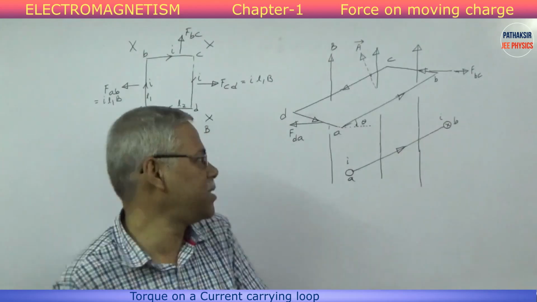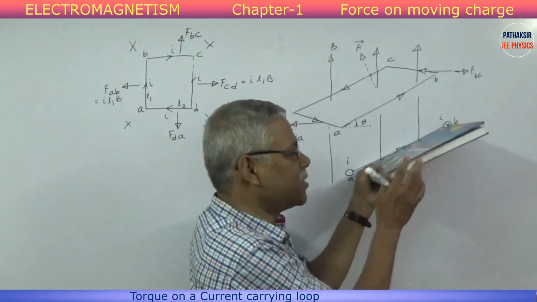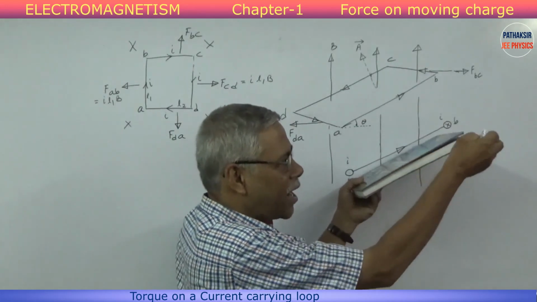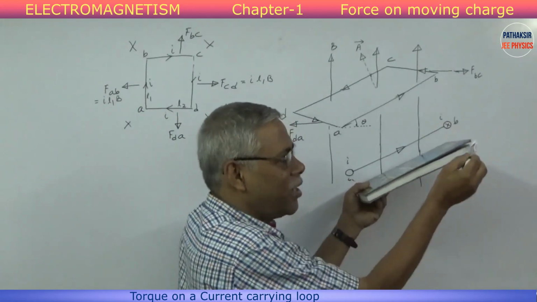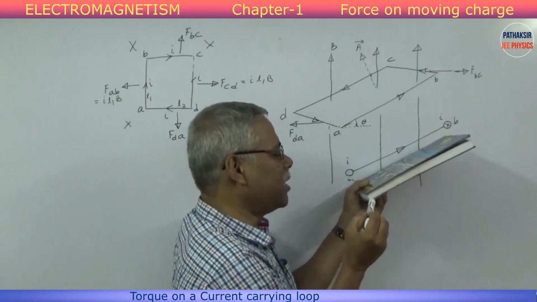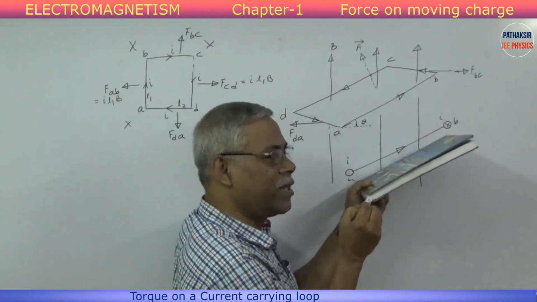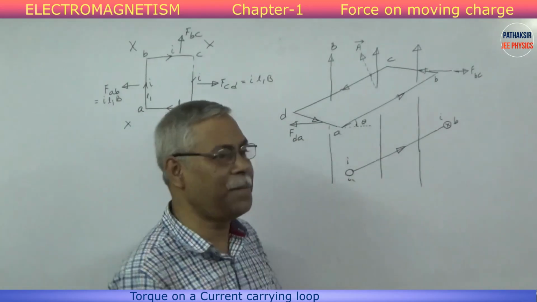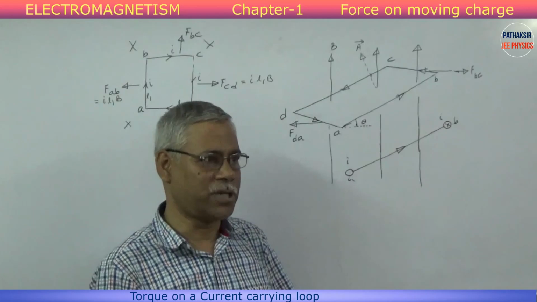You can just consider this book as the loop. This is AB, current is flowing in this direction. At this point it is going in, so that's why there is a cross at this point. At this point it is coming out, so that's why there is a dot at this point. Now, using this simplified diagram, we can easily indicate the forces.